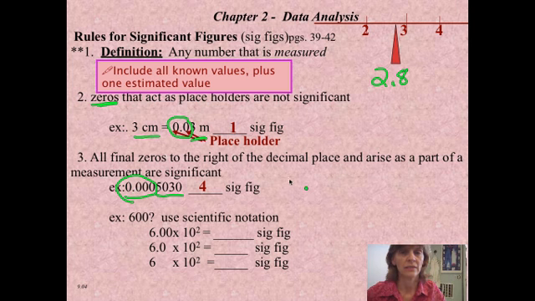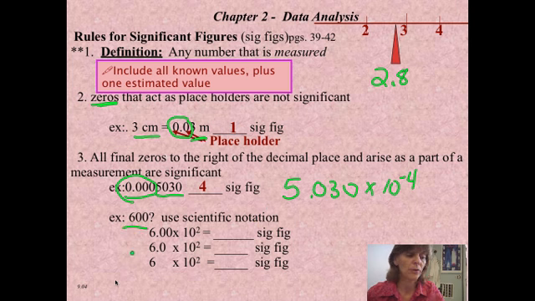Here's a hint. Avoid the problem by putting this number in scientific notation: 5.030 times 10 to the negative fourth. That gets rid of all the insignificant zeros and shows you what was actually measured.